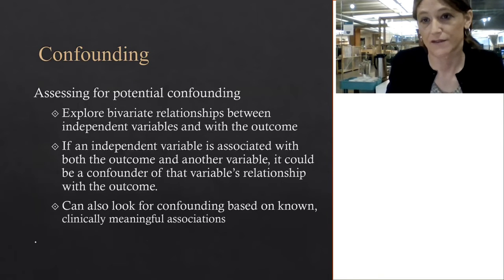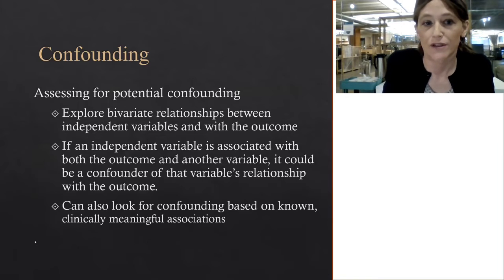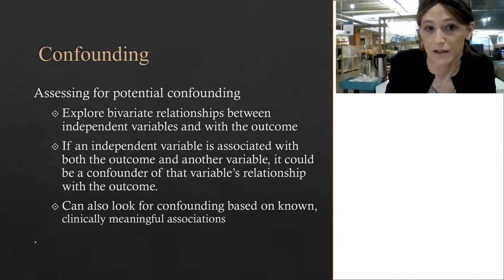So how do we assess for potential confounding? Well, first of all, we can explore bivariate relationships between independent variables among each other, and then also their relationship with the outcome. One of the purposes of what I was doing in table 2 of my own little analysis was to say, what are the relationships with outcome? What are the important factors? And this is something you looked at in homework 2.